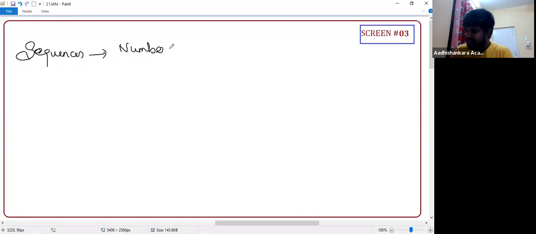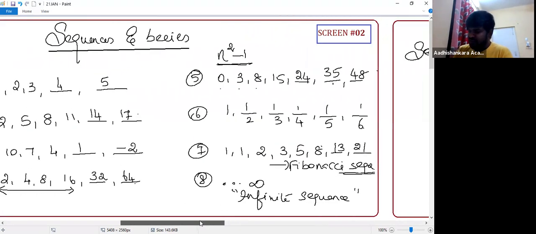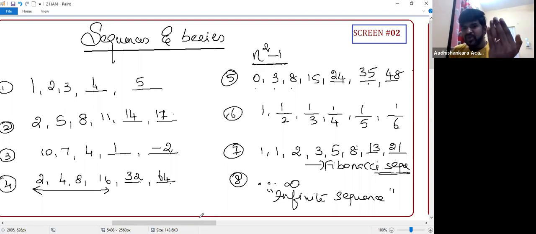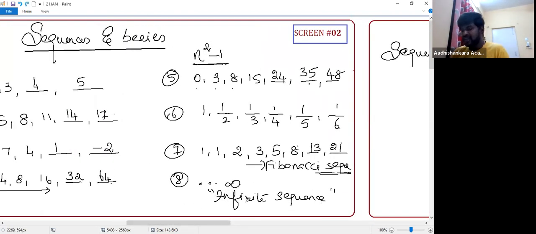Numbers. Okay. In general, sequence is used everywhere, correct or not? But it's mathematics, right? So here we are restricting only to numbers. Numbers are arranged in a particular rule or condition or some pattern. You can write so many things, clear or not? Some common rule is there, correct or not? Only when you find the common rule, you will be able to say the next term, clear or not? So how many sequences did I say? You have infinite number of sequences, clear or not?